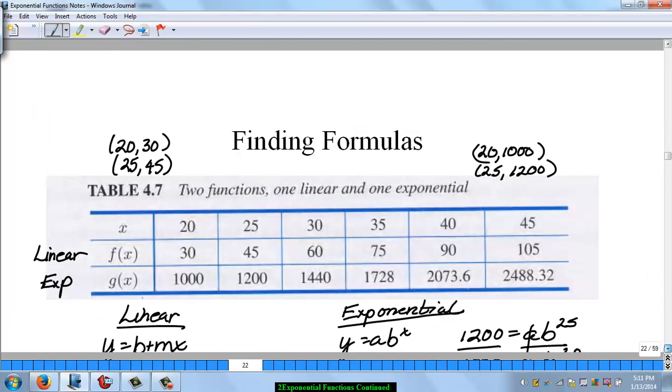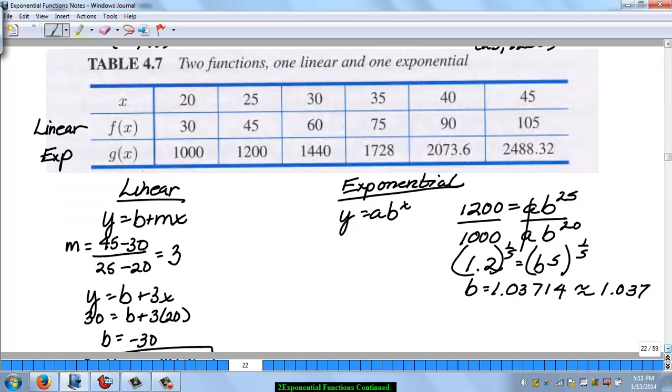Oops, sorry. So now what I want to do is, I know y equals a b to the x. I still don't know the initial value, but I know my growth factor is this. And what do we do? Well, we plug in one of the points. We're going to plug in the point (20, 1000) because that's an easy point to plug in. So I have 1,000 equals a times 1.037 to the 20th. So you see how this is hooked by multiplication?